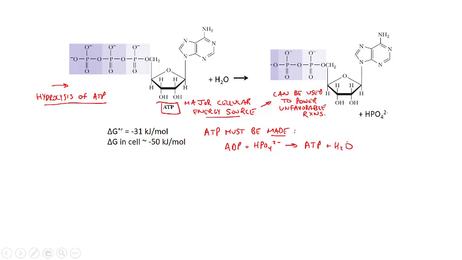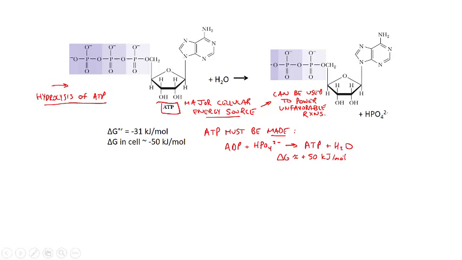So cells don't just have an infinite supply of ATP lying around, they have to make it by running this reaction. But this reaction is the reverse of the reaction listed above, which means that its delta G is about positive 50 kilojoules per mole.